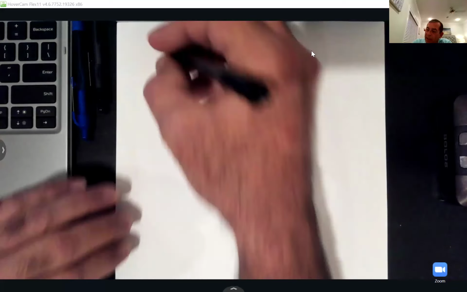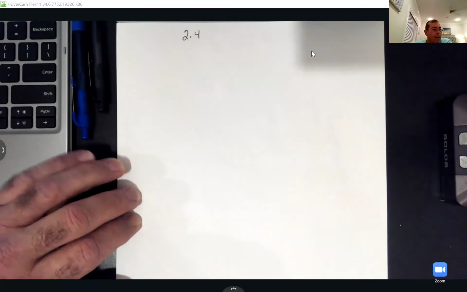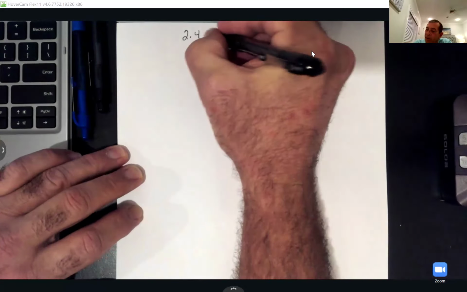All right, y'all. So, like I said, this will be 2.4, and this is the algebra of functions.